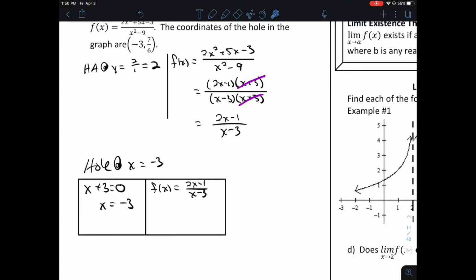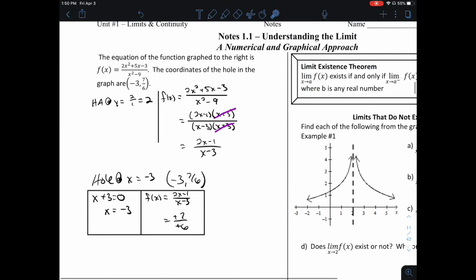And you take this negative 3 and you plug it into the top and the bottom. If you plug it into the top, 2 times negative 3 is negative 6, minus 1 is negative 7. If you plug it into the bottom, negative 3 minus 3 is negative 6. That's going to make this 7/6. So the coordinates of the hole are negative 3 and 7/6. Now, they told us that at the beginning. I'm just reviewing with you how you find holes.